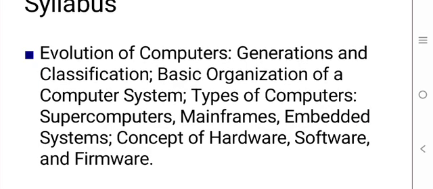We will begin with the evolution of computers, where we will see how machines developed from large vacuum tube systems to today's small and powerful microchips. Then we will understand the classification and basic organization of computer systems. Next, we will discuss types of computers such as supercomputers, mainframes, and embedded systems. Finally, we will cover the concepts of hardware, software, and firmware.